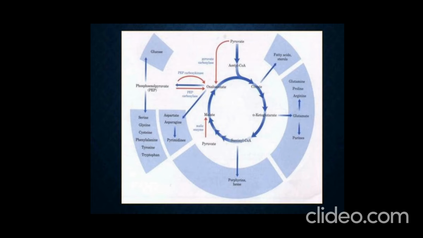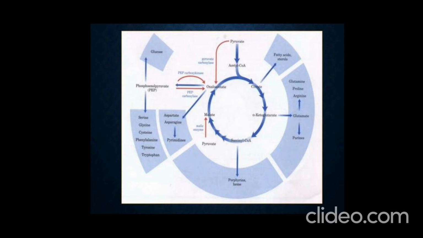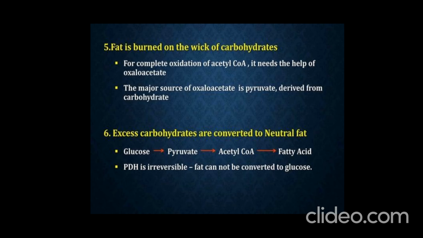This explains briefly about the integration of major metabolic pathways. And then comes: fat is burned on the wick of the carbohydrate. For complete oxidation of acetyl-CoA, it needs the help of oxaloacetate. The major source of oxaloacetate is pyruvate, derived from the carbohydrates. So for the oxidation of acetyl-CoA, oxaloacetate helps, and the major source of oxaloacetate is the pyruvate, which is from the glycolysis.